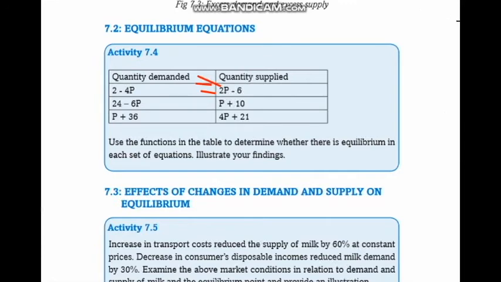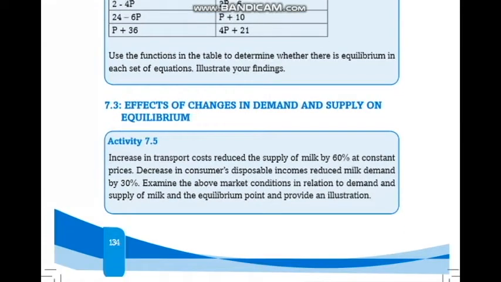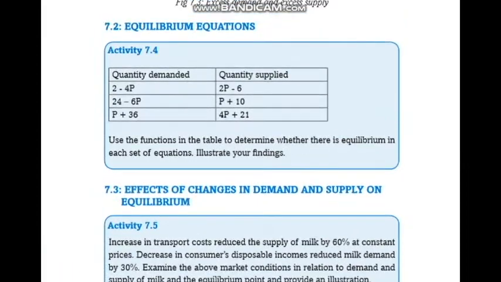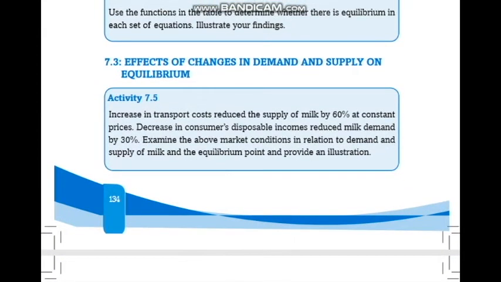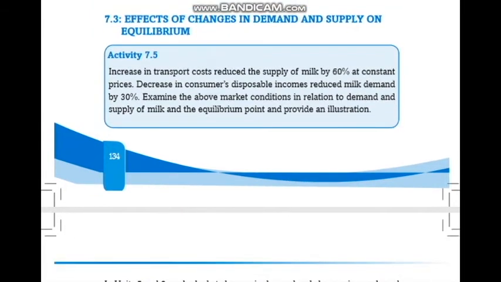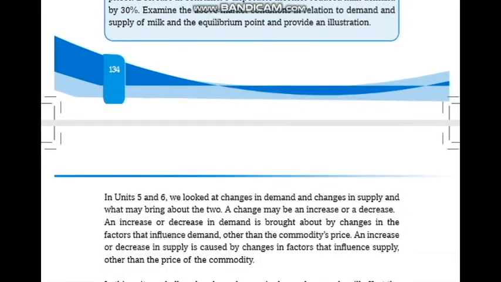Now we are going to see the effect of changes in demand and supply on equilibrium. So there is an increase in transport costs, which reduced the supply of milk by 60% at constant price, and a decrease in consumers' disposable income, which reduced milk demand by 30%. Examine the above market conditions in relation to demand and supply of milk and the equilibrium point and provide illustrations.